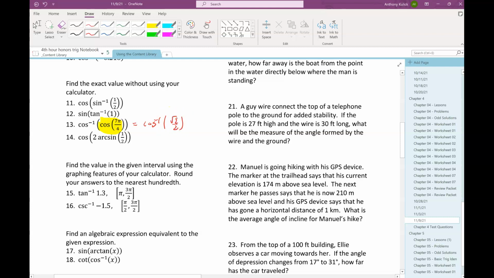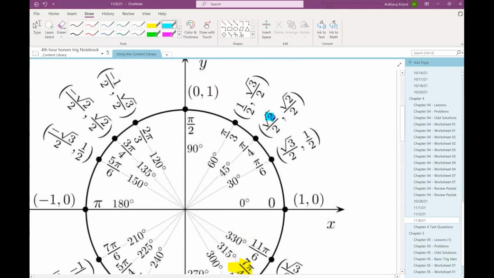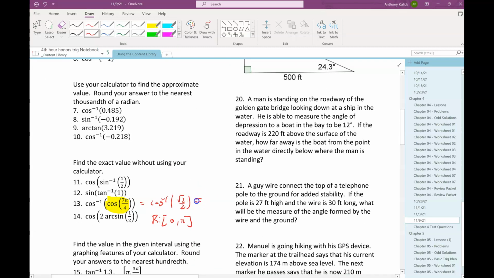So far, so good. Now, the fundamental range for cosine inverse is 0 to pi. So I'm going to look inside of that range on my unit circle for the place where the x-coordinate is root 2 over 2. So if I go over here, that's the only place. So I'm looking for pi over 4. Yes, that would be something that you'd want to have memorized.